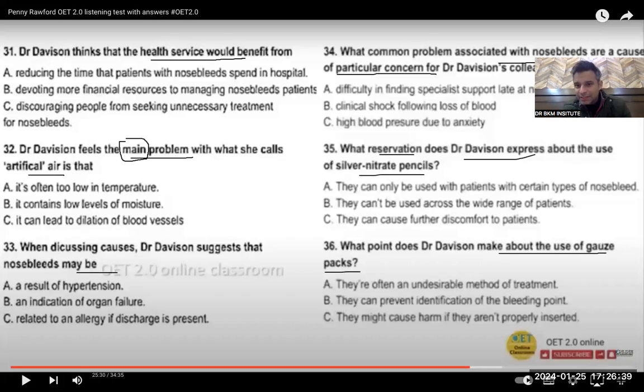Now they are talking about the last question. What point does Dr. Davison make about the use of gauze packs? Let's do the last question and get it done.